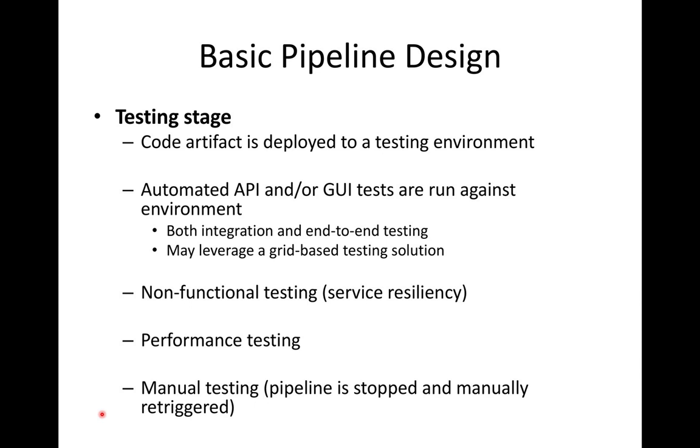And then sometimes, if our code passes the testing stage, we'll have a manual halt point in our pipeline. It will halt the pipeline to allow manual testing to take place. So we'll have human beings doing some manual exploratory testing to validate that our software platform is working properly. And once they manually validate that it's working properly, then they can resume the pipeline.